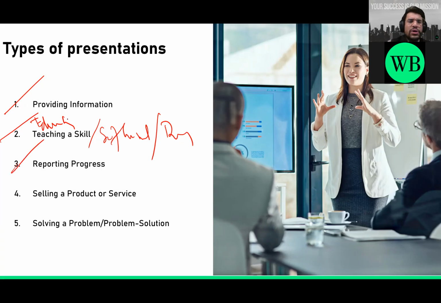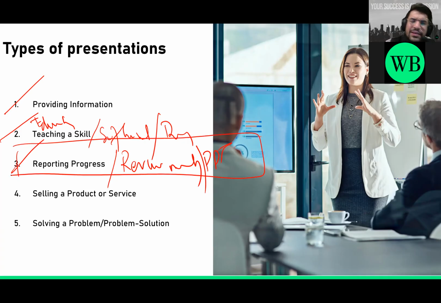The third is reporting progress. So these are typically your review meetings, right? A bulk of our PPTs or presentations are made for review meetings. But often what I've seen in companies is that, especially the slightly larger, more evolved ones where a lot of presentations are made, these reporting progress or review presentations have their own standard format of how the PPT needs to be made.